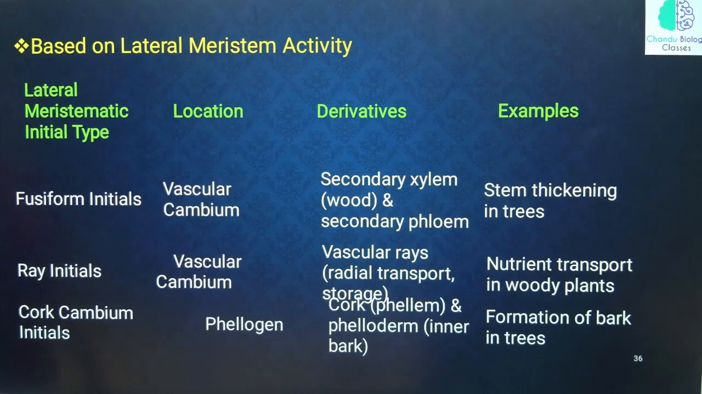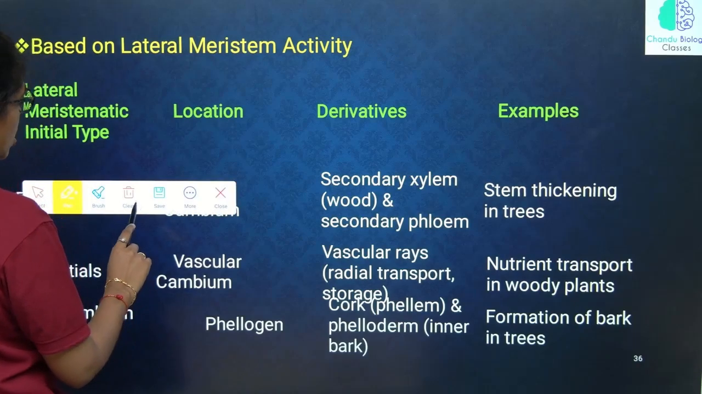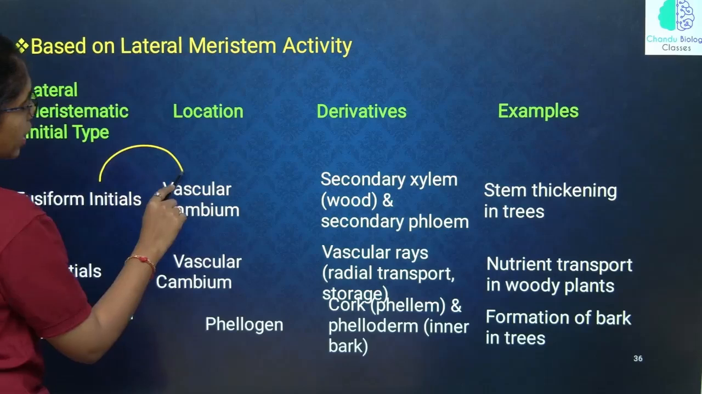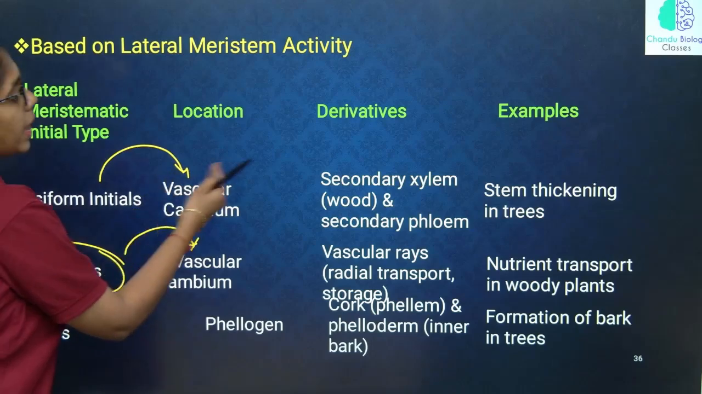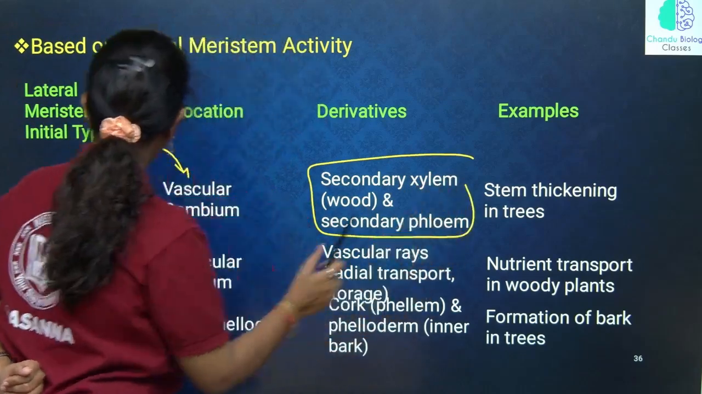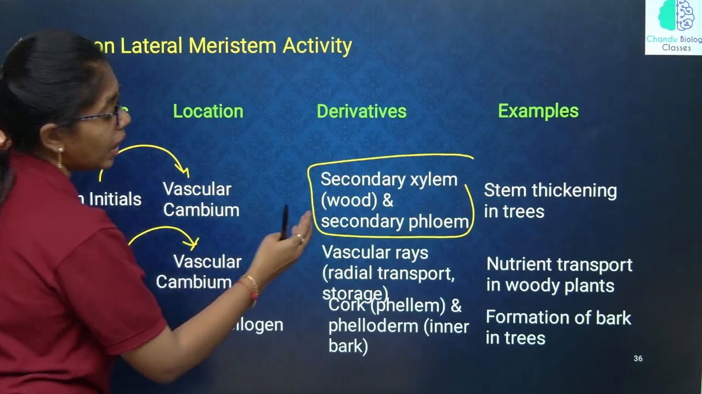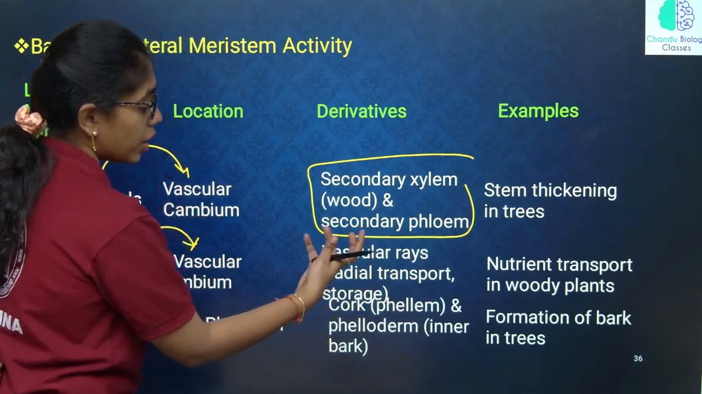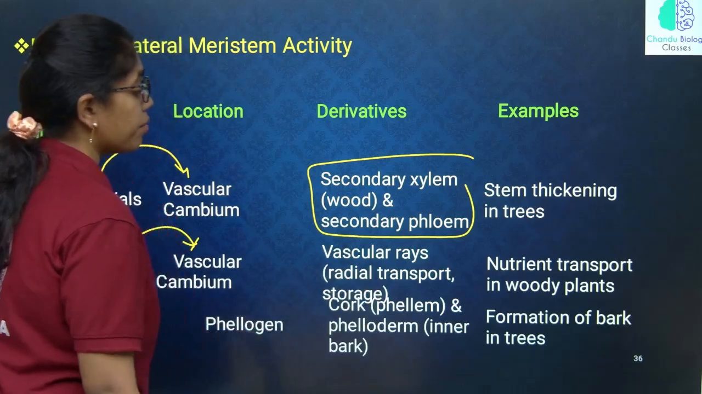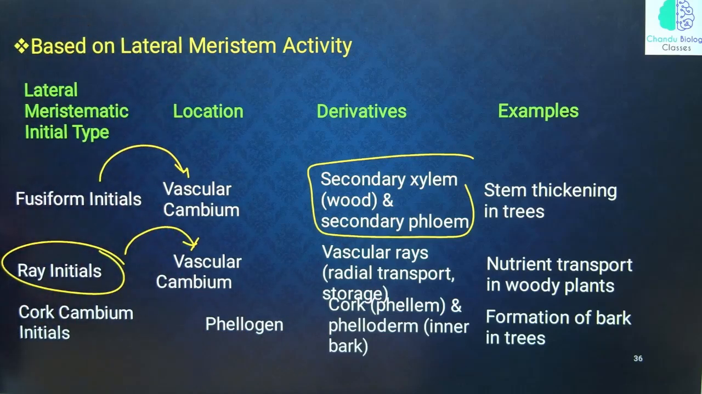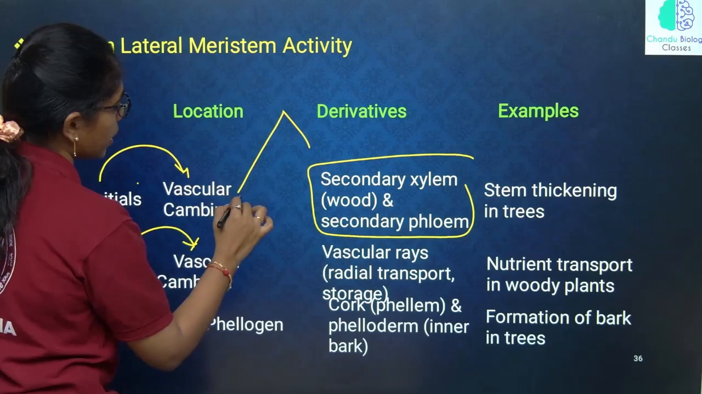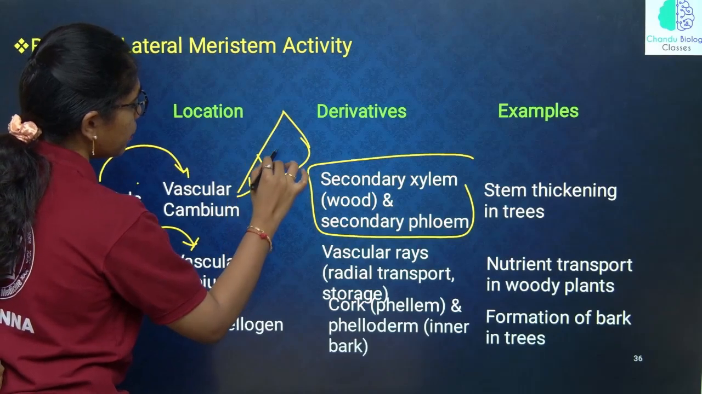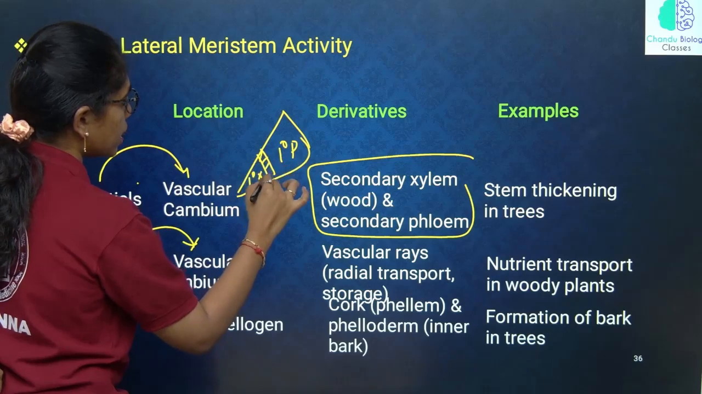Then, based on lateral meristem activity, fusiform initials are located in the vascular cambium, and ray initials are also located in the vascular cambium. Fusiform initials give rise to secondary xylem and secondary phloem, whereas ray initials help in the formation of tissues like vascular rays, which conduct radial transport and storage. Fusiform initials are present in between primary xylem and primary phloem.